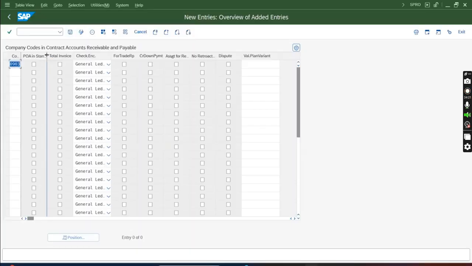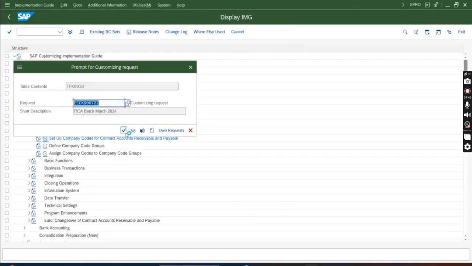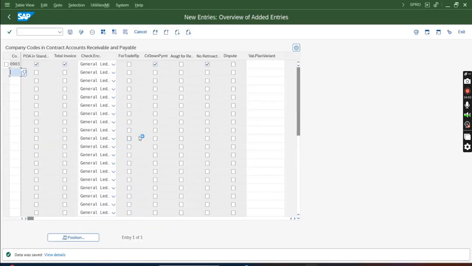Now we have a couple of control activities. Payment on account in standard company code. What is payment on account? Payment on account means I can post the... okay, let me configure it first, because it logs off very quickly, then I'll explain. Okay, now even if it goes out, I can still have it.